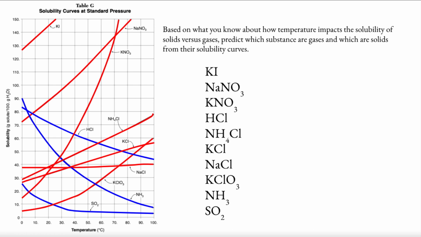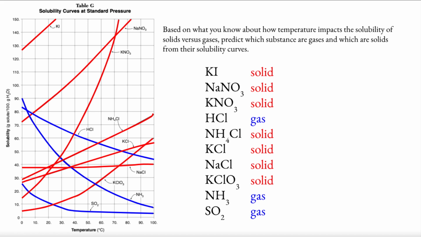Hopefully you remembered that if solubility increases as temperature increases, that means we most likely have a solid, whereas if solubility decreases as temperature increases, that means we most likely have a gas. In order to dissolve a substance, the solvent, in this case water particles, needs to come in and surround the particles of the solute. For a solid, that means the particles need to be separated from the other solid particles. More energy, higher temperature, more kinetic energy helps that process happen faster, making the solubility higher.